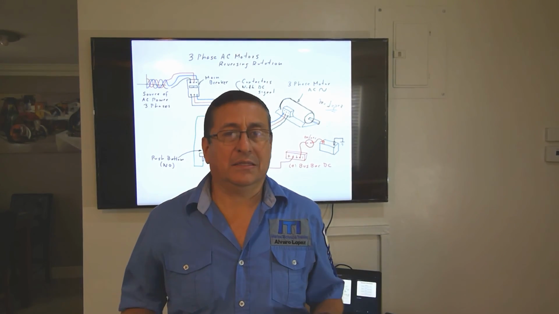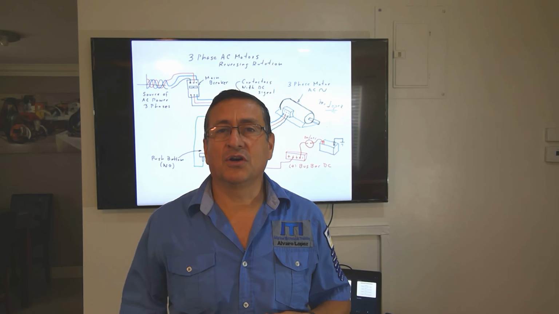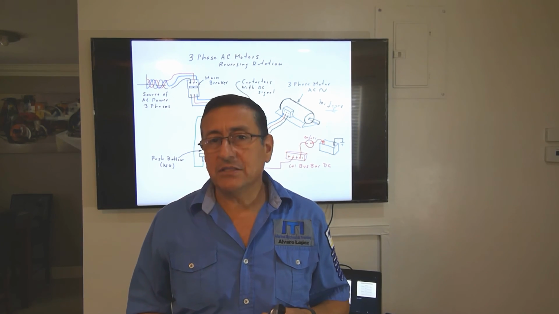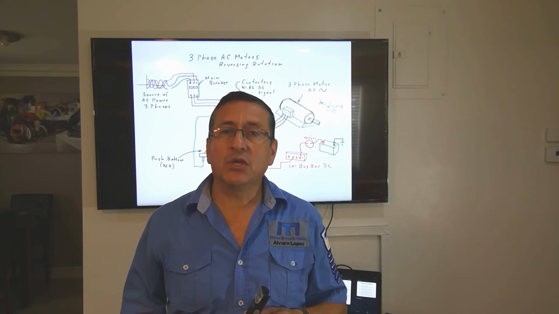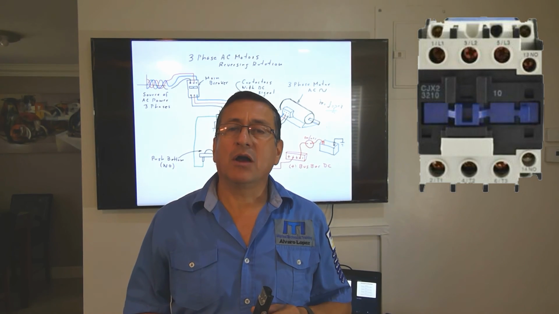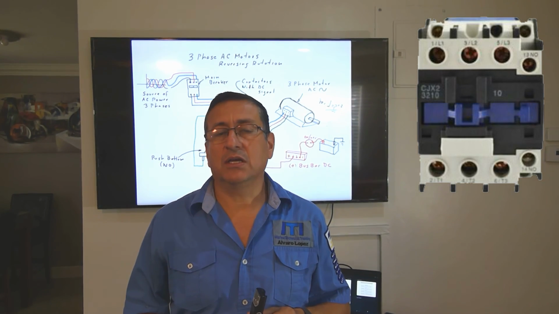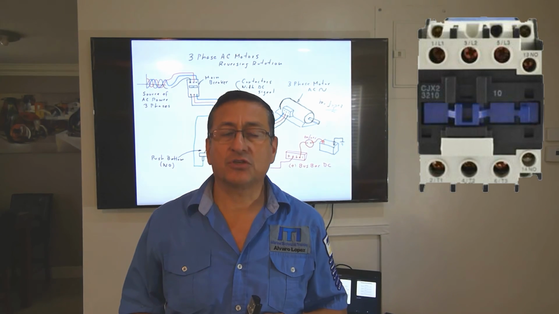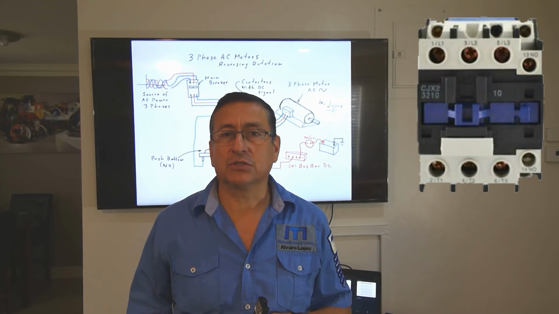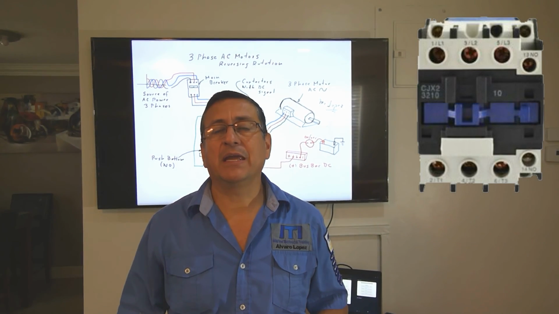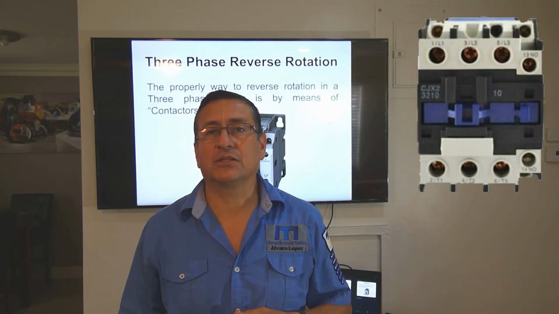How can you do that during the operation of the motor? It's simple. You can use contactors. The only way to reverse rotation in 3-phase AC induction motors is with contactors. And right now, I am going to explain the meaning of contactors.